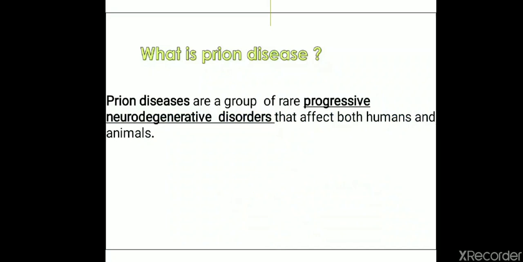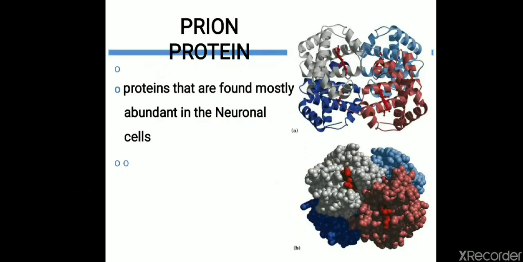Normally the neuronal cell contains a protein which is known as prion protein, or a normal prion protein. Misfolding of this normal prion protein results in the formation of abnormal prion protein. Abnormal prion proteins are toxic and they accumulate within the neuronal cell and produce degenerative changes within the neuronal cell. That is why it is known as a progressive neurodegenerative disorder. Normal prion proteins are present in neuronal cells.